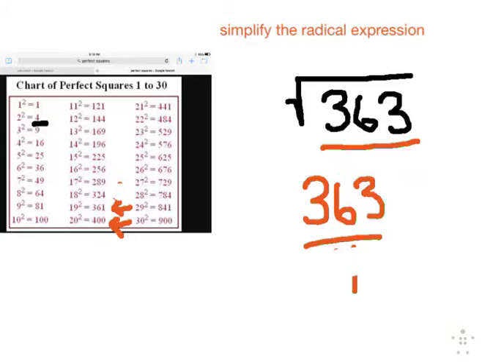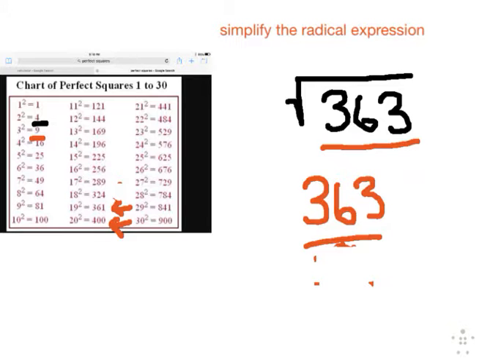And we see the next number on our chart on the left-hand side is going to be 9. So we're going to do 363 divided by 9. And that gives us 40.333. That's still a decimal. So we know that perfect square does not work. So we're going to go to the next perfect square, which is 16. So we do 363 divided by 16. And that gives us still a decimal, 22.6875. So we have to keep continuing down our chart over and over again with all the numbers until we find a perfect square.